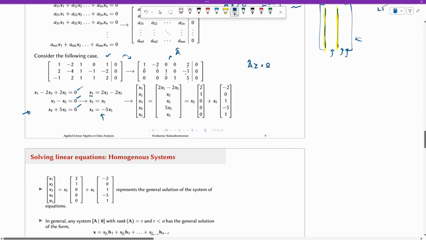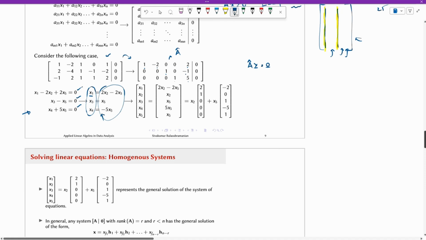So X1 is the element of the solution that corresponds to the first basic column. So we keep it on the left and then express that in terms of the non-basic columns. So you're essentially expressing the elements in the basic column in terms of elements in the non-basic column. So x1 will be 2 times x3 minus 2 times x5. x3 will be x5, x4 will be minus x5.